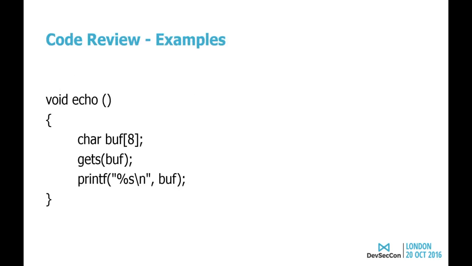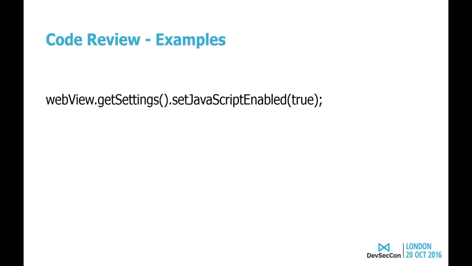In terms of doing manual code review, a couple of examples. A really basic buffer overflow here. No one's checking how much stuff is going into the buffer you've got there, so there's a potential for overflow in the printf statement. And likewise, if we've got any Android devs in the audience, having JavaScript enabled on your Android web views generally doesn't end terribly well. Nice and easy to spot when you've got a couple of lines on the screen.